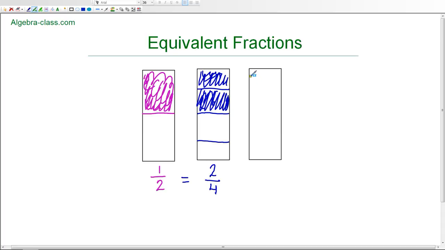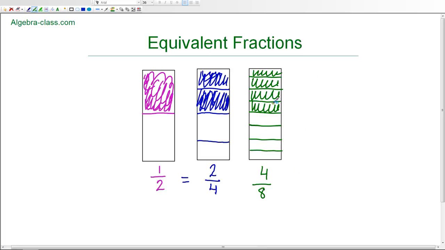Now I can take this even further. This time, I'm going to split my third Hershey bar into 8 equal pieces. Let's see if that's 8. 1, 2, 3, 4, 5, 6, 7, 8. Okay, so there's 8 equal pieces, and this time I'm going to eat 4 little equal pieces. So if I eat 4 little pieces out of the 8, I'm eating 4/8 of the Hershey bar.